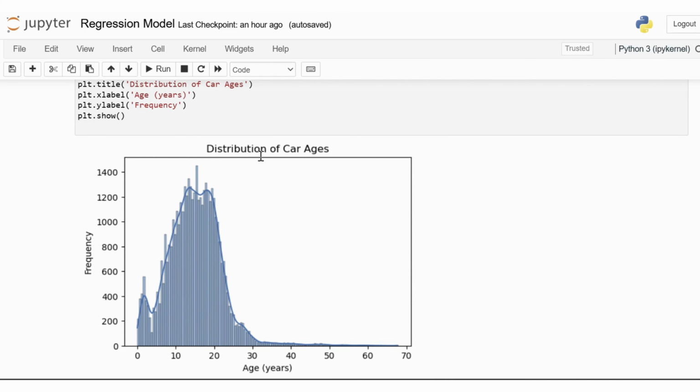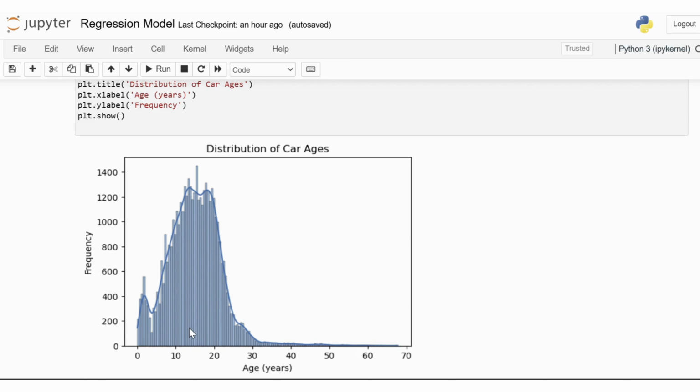The x-axis represents the age of the cars. It ranges from 0 to around 70 years. And the y-axis represents the number of cars for each age category. What we see is a histogram with bars indicating how many cars fall into each age group. The overlaid line represents the density, showing the smooth distribution of car ages.